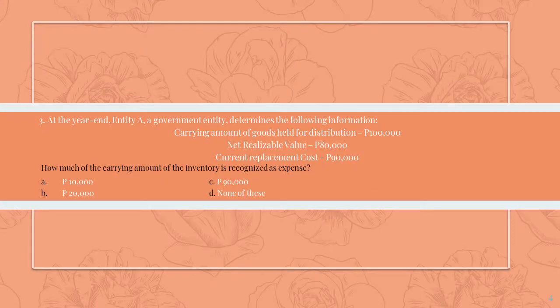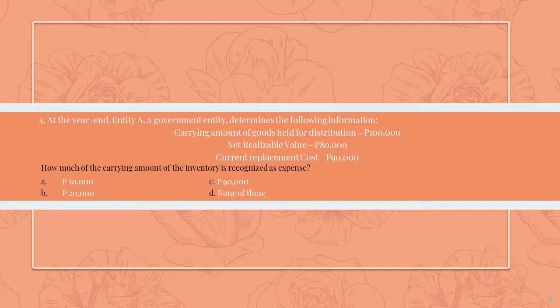Number 3. At the year end, a government entity determines the following information. Carrying amount of goods held for distribution 100,000 pesos, NRV 80,000 pesos, and current replacement cost 90,000 pesos. The question is how much of the carrying amount of the inventory is recognized as expense. Letter A, 10,000 pesos, B, 20,000 pesos, C, 90,000 pesos, and letter D, none of these.